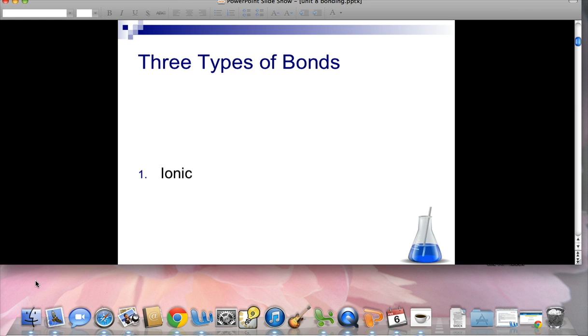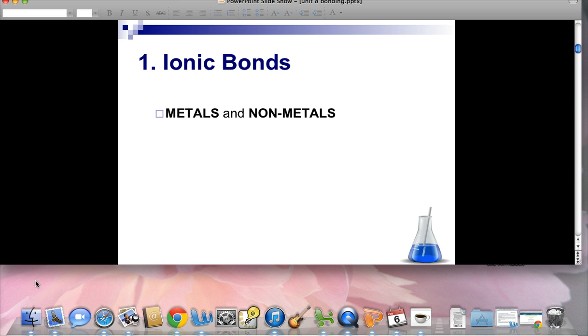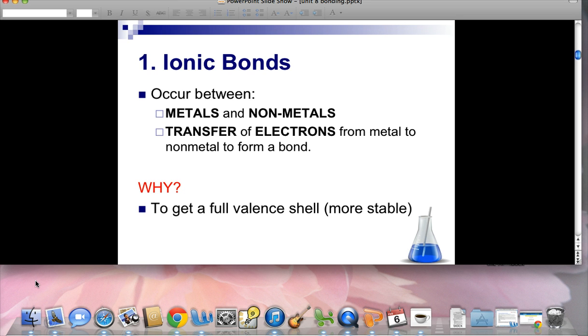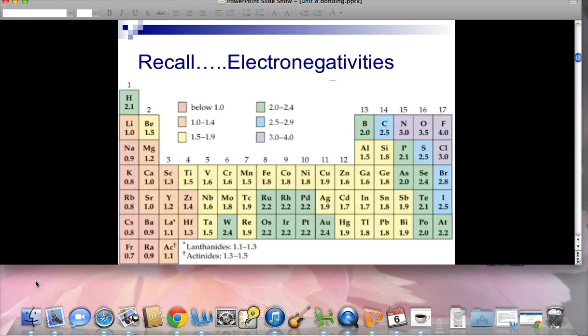There are 3 types of bonds. We're going to talk about ionic bonds, covalent bonds, and metallic bonds. The ionic bonds will form between metals and nonmetals. They transfer electrons from a metal to the nonmetal to form a bond. And the reason why is they want to get a full valence shell. They each want to have 8 in their outermost shell.